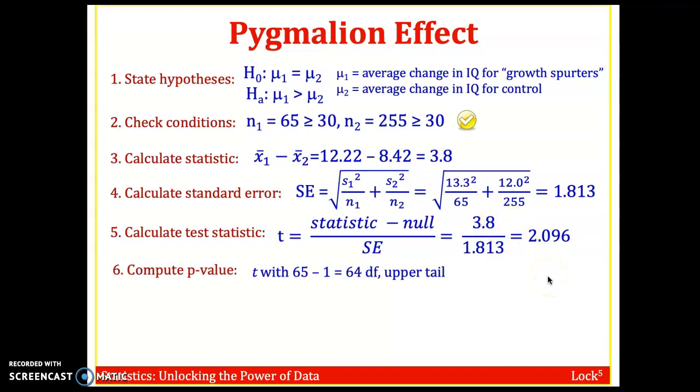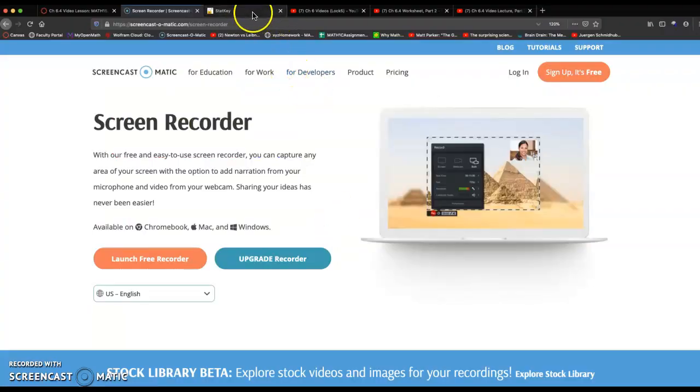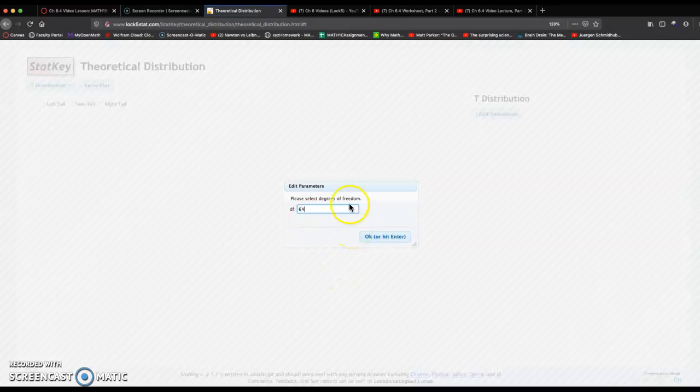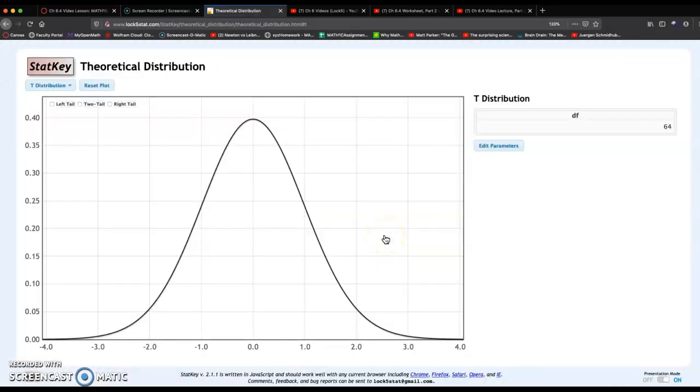And compute the p-value. So we're going to let t have 64 degrees of freedom, the smaller of each sample size minus 1. That's where we finished the last video. We're going to StatKey, T distribution, and enter 64 degrees of freedom, the smaller of the two sample sizes minus 1.